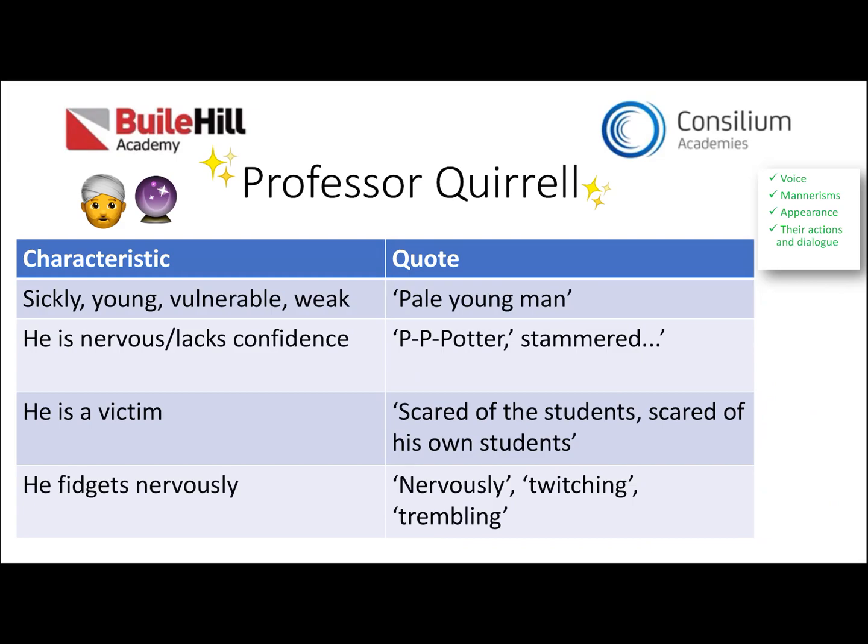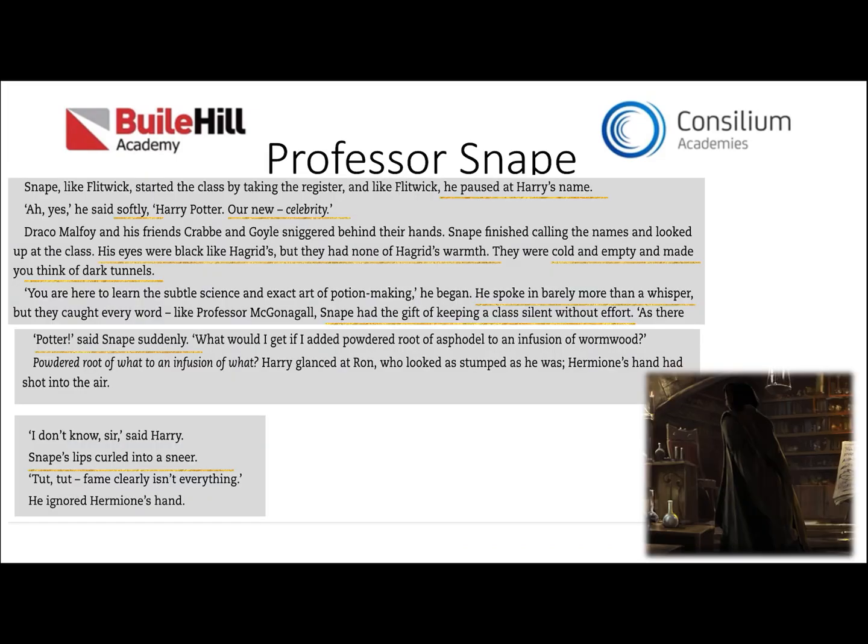So 1, he's introduced as sickly, weak and inexperienced, all of which presents him as quite vulnerable. And I think this is supported by the quote, pale young man, as pale has connotations of sickness, weakness or fear. 2, his voice, he's really nervous, which is revealed by his stammer. 3, he is presented as a victim. 4, he fidgets and his body language is quite uncomfortable. So look at the verbs like twitching and trembling.